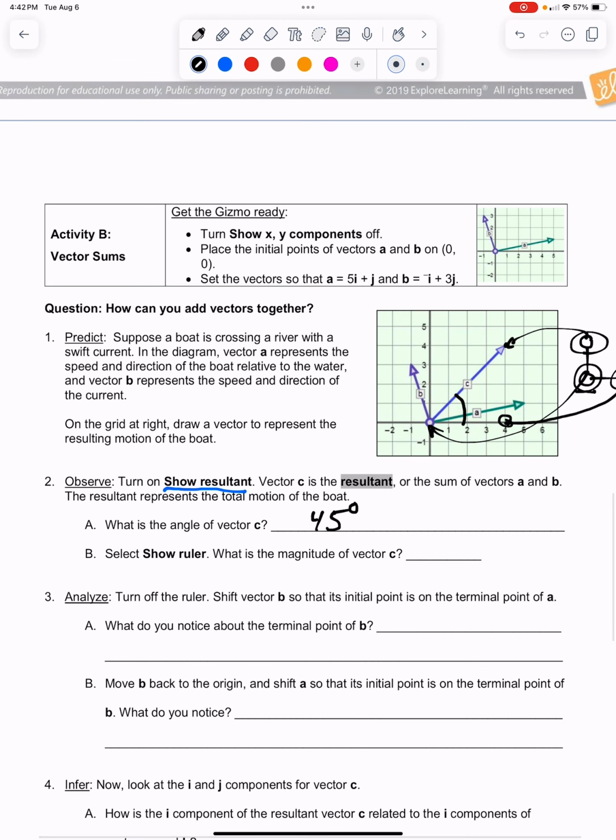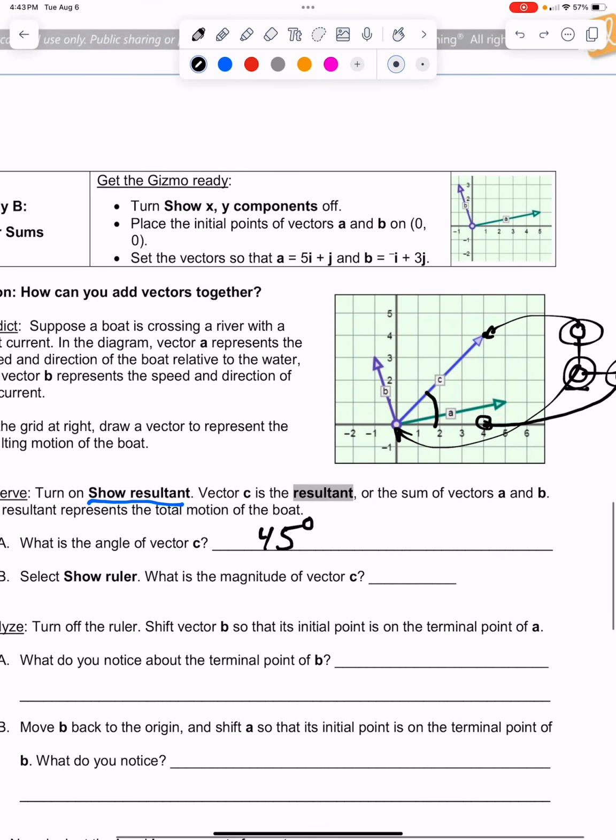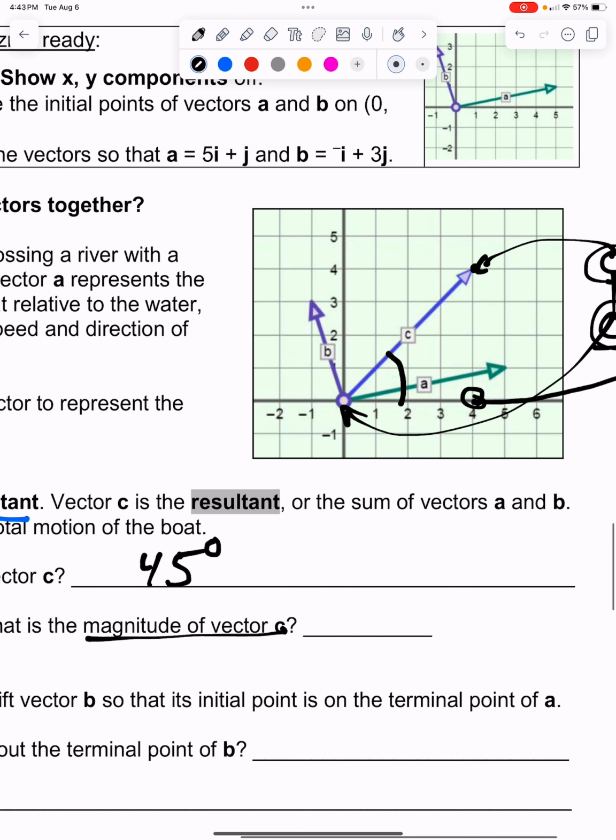Okay. Select show ruler, and put one end right here, put the other end right here, and figure out what the magnitude of vector C is, the length of it.